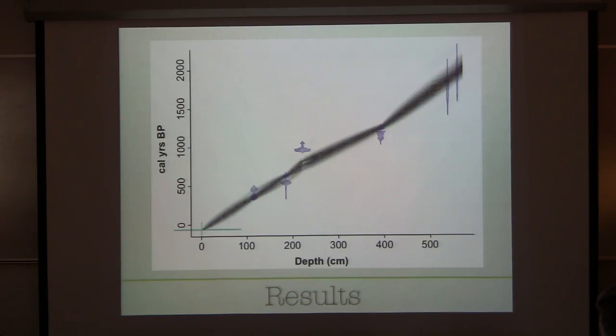And so you have calendar years BP on your Y, and you have your depth on your X. The blue arrow here represents the top of the core, which we assume to be modern. The 6 purplish blobs are our dates, and they look kind of funny. So usually in age models, dates are single points, but Bacon recognizes that your radiocarbon dates usually have high asymmetric radiocarbon age distributions.